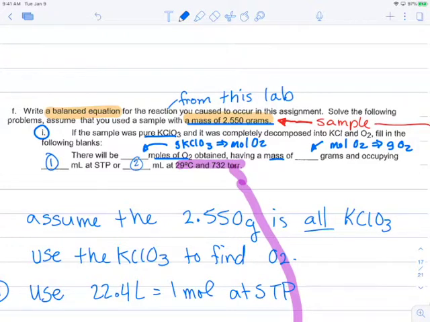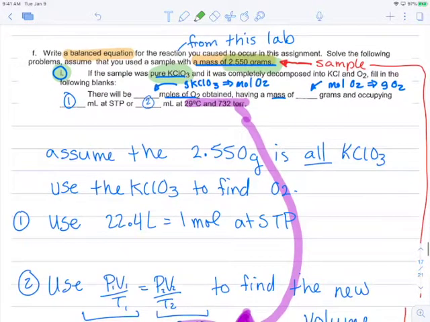One is assuming that you have pure KClO3. If you have pure KClO3 and you know your mass, given right here, 2.550 grams, then we want you to use stoichiometry to find everything. It says there will be blank moles of O2. You're going to assume that this number of grams is all KClO3, so here you're using the KClO3 to find the O2. This is a conversion, just grams of KClO3 to moles of O2. It's almost like a grams to grams conversion, but you're going to pause and write down the number of moles, and then you'll finish out that gram to gram conversion, and then write the grams here.